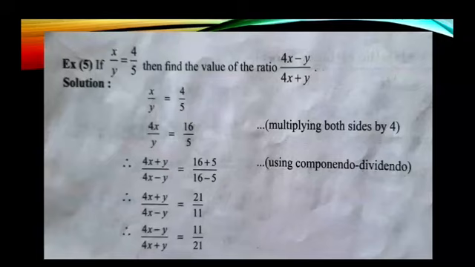Therefore, by using componendo, we get (4x + y) upon (4x − y) is equal to (16 + 5) upon (16 − 5). Therefore, (4x + y) upon (4x − y) is equal to 21 upon 11. But our question is (4x − y) upon (4x + y). So we need to reverse it. So it will become 11 upon 21.